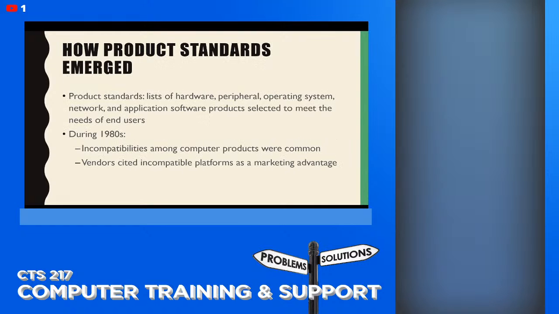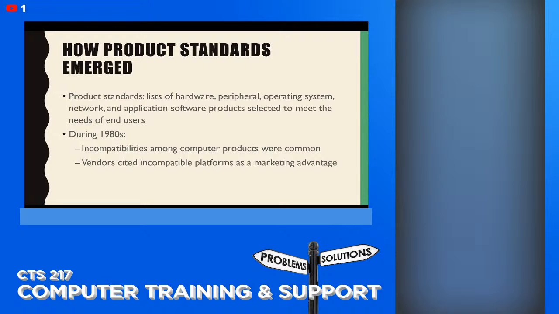So let's get into a little bit of history here with product standards. Defining product standards: product standards are just lists of hardware, peripheral, operating system, network, and application software products selected to meet the needs of end users. So again, the important part here is selected to meet the needs of end users. Who better understands the needs of end users than the people who are encountering them on a day-to-day basis?